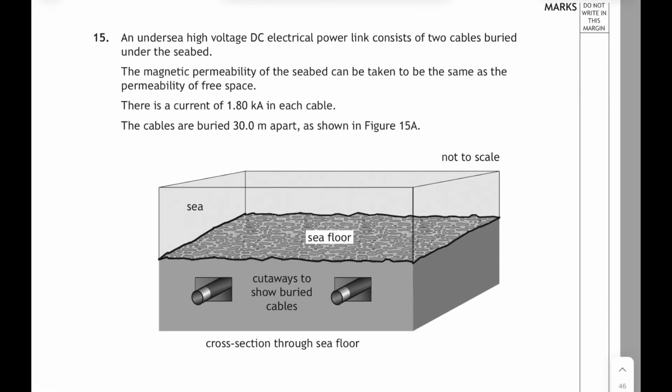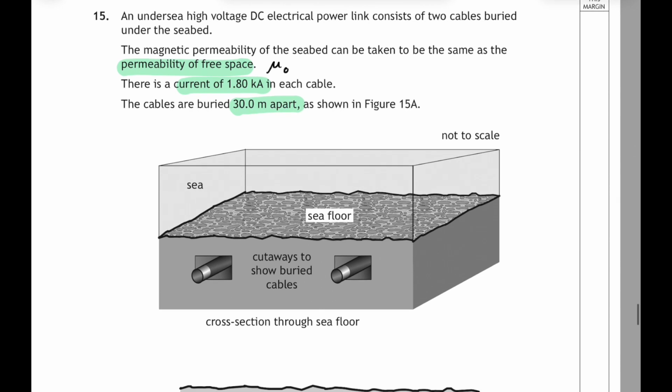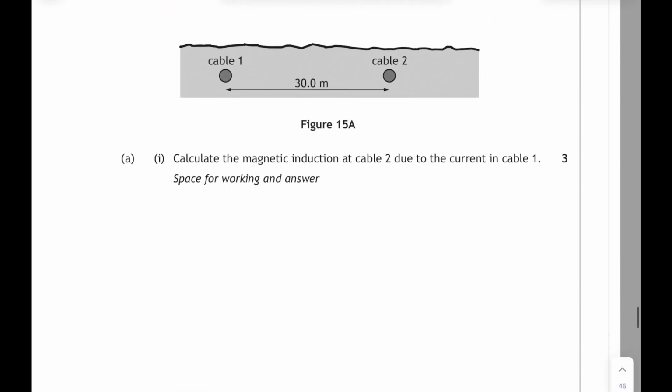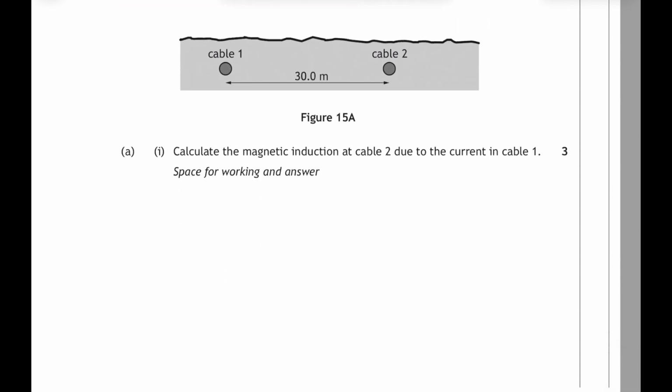And it's question 15. An undersea high voltage DC electrical power link consists of 2 cables buried under the seabed, and the magnetic permeability of the seabed can be taken to be the same as the permeability of free space. That's the mu0 constant that's on your datasheet. And there's a current of 1.80 kiloamps in each cable, and the cables are buried 30.0 metres apart, as shown in figure 15a. Interesting diagram. And we have to calculate the magnetic induction at cable 2 due to the current in cable 1.